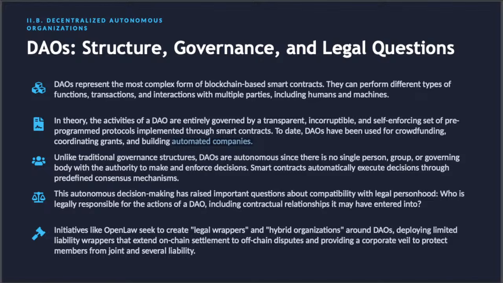Wow. So those are three interesting aspects here of DAOs: crowdfunding, coordinating grants, and building automated companies. Unlike traditional governance structures, DAOs are autonomous, since there is no single person, group, or governing body. So none of those closed meetings with the authority to make and enforce decisions. Smart contracts automatically execute decisions through predefined consensus mechanisms.